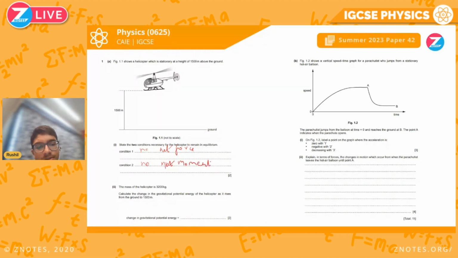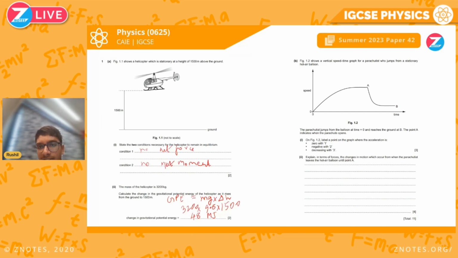Next, it asks us, the mass of the helicopter is 3,200 kg. Calculate the change in gravitational potential energy of the helicopter as it rises from the ground to 1500 meters. GPE, or gravitational potential energy, is mgΔh, which is change in height. Here it goes from the ground to 1500 meters, so the change in height is 1500, times 9.8, or you can take it as 10, times 3200 kg, which is approximately 48 megajoules. You can write that as 48,000 kilojoules, 48 megajoules, anything.